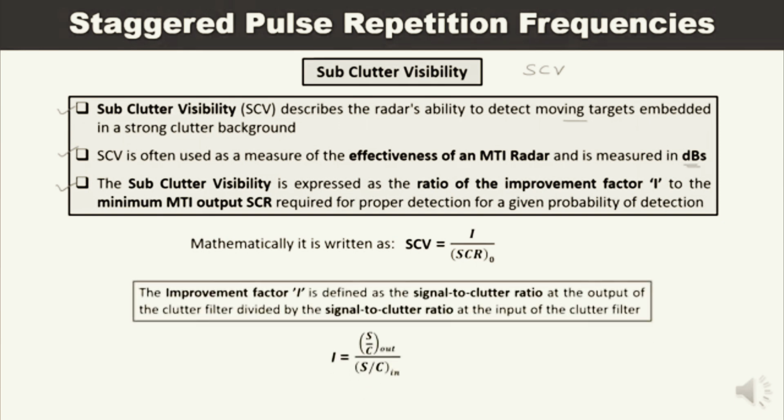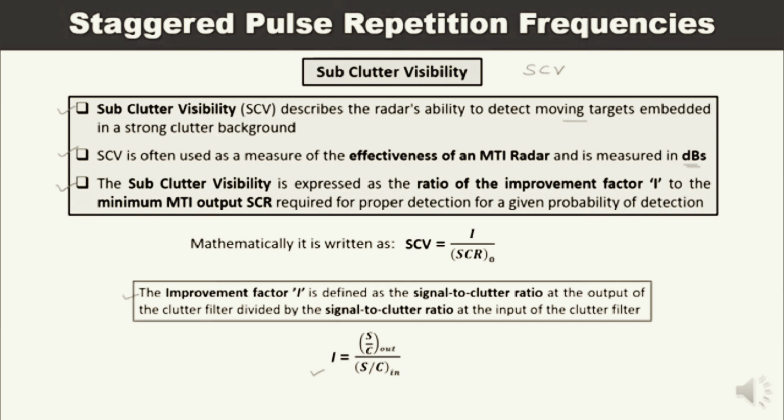Similarly, you can define the improvement factor also. Improvement factor is denoted by I, and this is the ratio of signal to clutter ratio at the output of the clutter filter divided by signal to clutter ratio at the input of the clutter filter. So you can see what is I: signal to clutter ratio at the output upon signal to clutter ratio at the input. Subclutter visibility is a very important factor; you can explain it by taking an example.